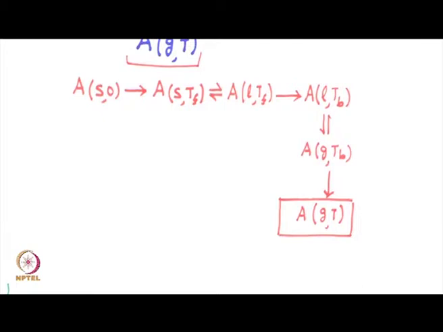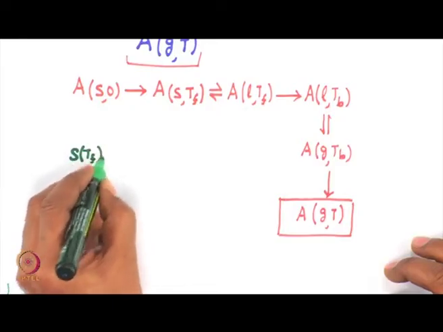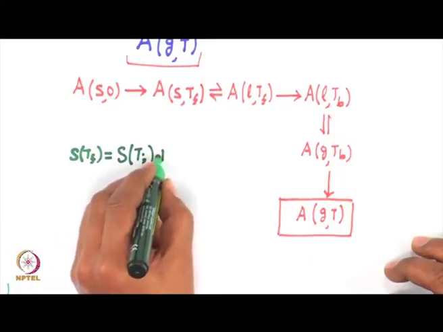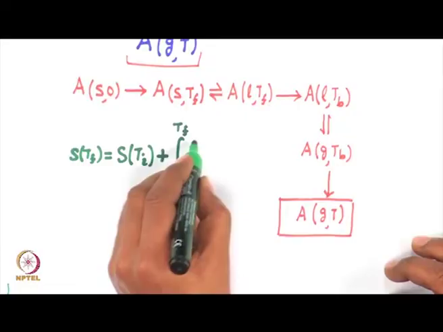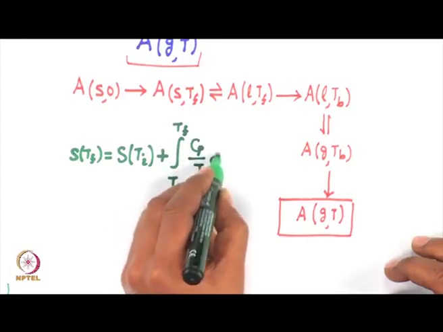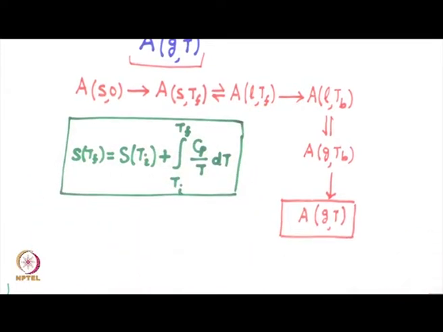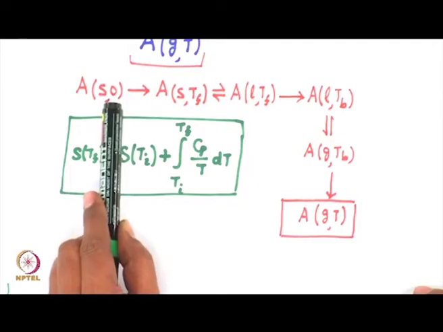So, what information do I need? We have just discussed that entropy at a final temperature is equal to entropy at an initial temperature plus integration Ti to Tf Cp by T dT. This equation we need to use, and we need to choose an appropriate reference temperature Ti, and here initially we will choose 0 Kelvin.